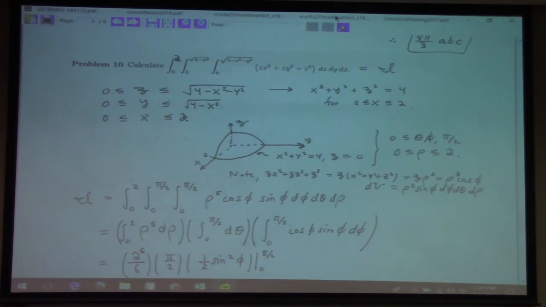Okay. Anyway, so these are the inequalities. We have z ranging between that and that, y ranging between that and that, x ranging between that and that. And if you study these, they're exactly saying that you're in the first octant of this sphere of radius 2. So I can again do the angles ranging from 0 to pi over 2 and the radius ranging from 0 to 2. And there you go.